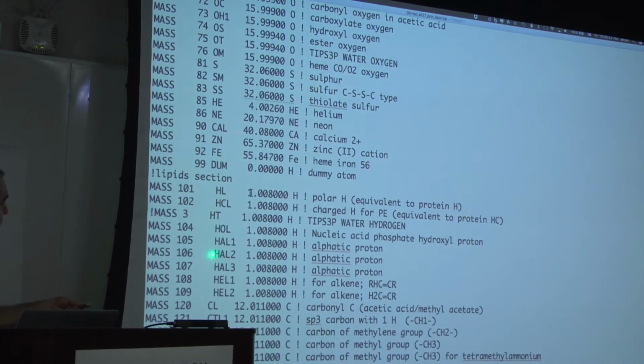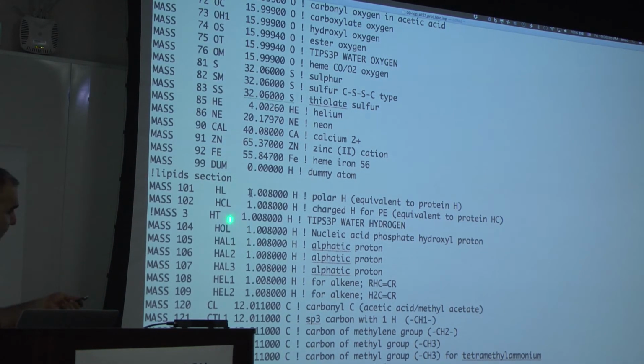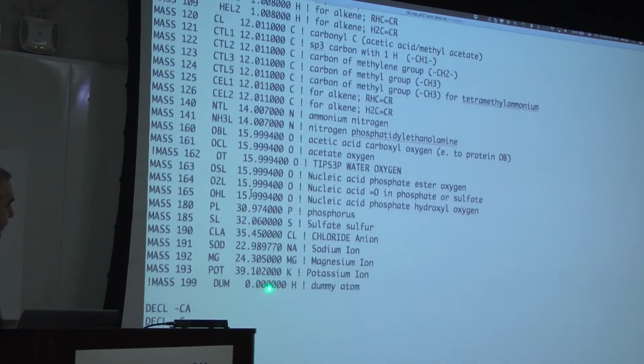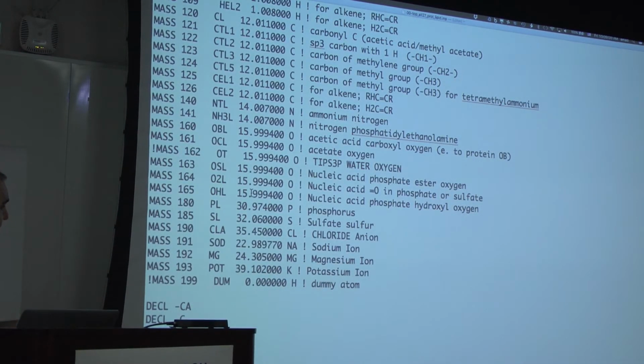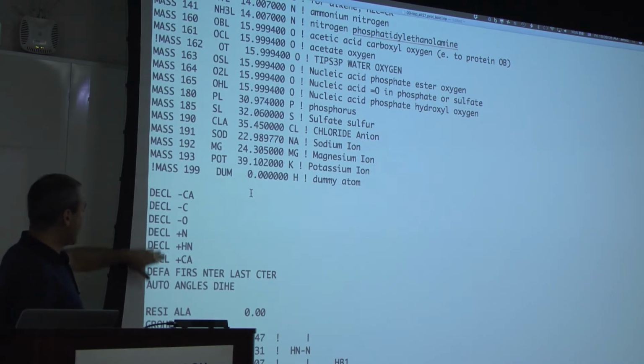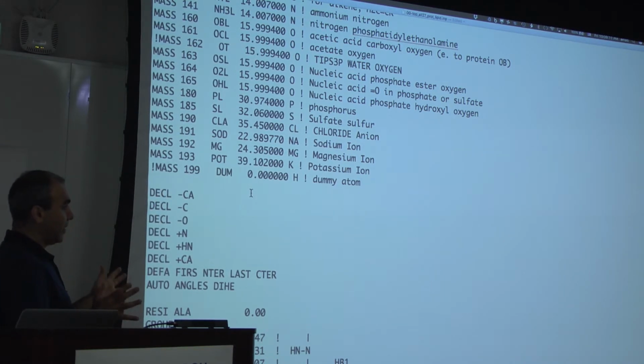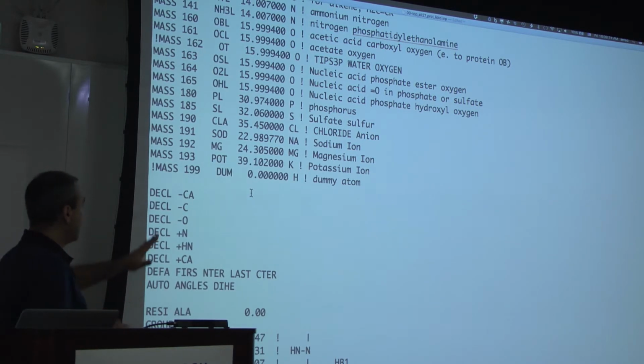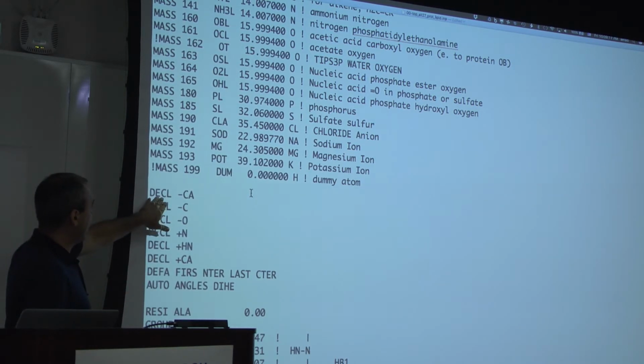Another set of hydrogens, carbons, et cetera, is used in lipids. Again, same concept. We introduce all these atom types and their names and masses. Then we make a few declarations here. Any command in CHARMM can be abbreviated to 4 letters, so decl is the short form for declare.